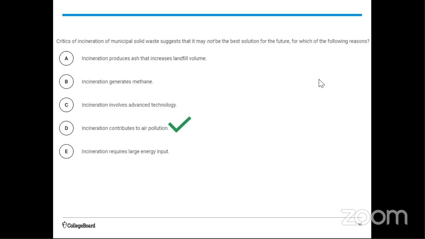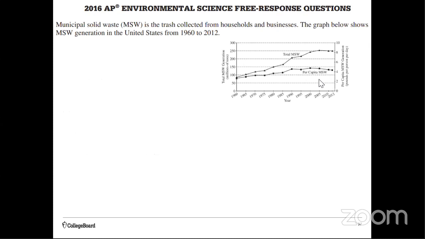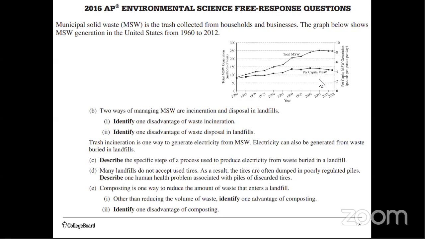So hopefully you saw that the incineration could lead to some air pollution. I now want to point out the 2016 FRQ about municipal solid waste. So it starts with a graph showing us the total municipal solid waste as well as per capita municipal solid waste from 1960 to 2012. There is a part A to this, which is more calculations, but I wanted us to focus on B through E. So B says, identify a disadvantage of waste incineration, and II, identify a disadvantage of waste disposal in landfills.